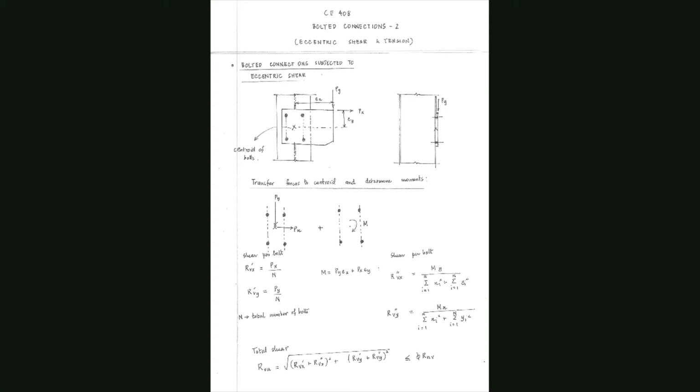See, in these notes I have summarized all of these ideas which I just told you. This is how a problem is done.